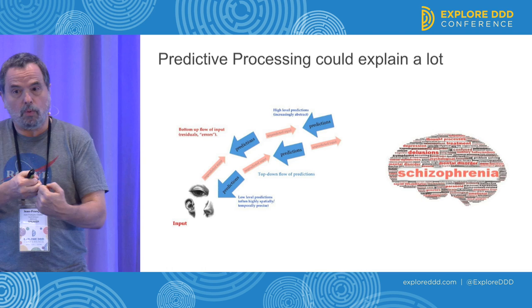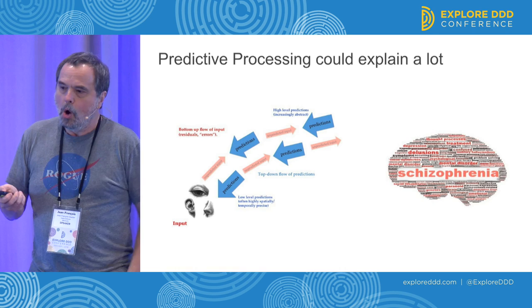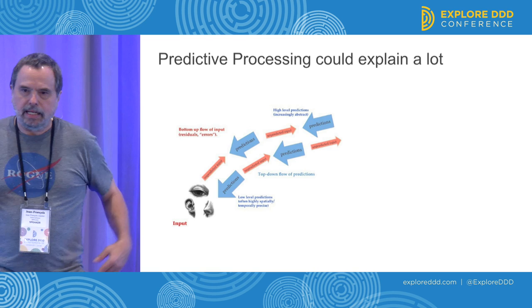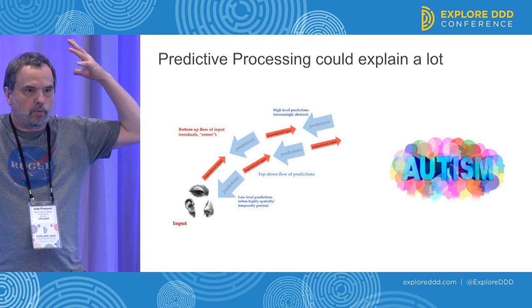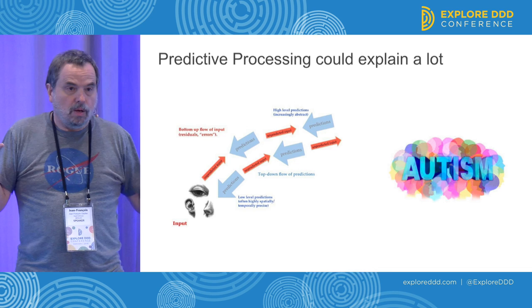It could be explained with predictive processing. What if the inverse happens? What if your predictions are really weak and the sensory input is not canceled out by them and just rushes to your brain? Now everything is new, everything is novel, everything is surprising. It's overwhelming. Well, apparently that might be an explanation for autism.